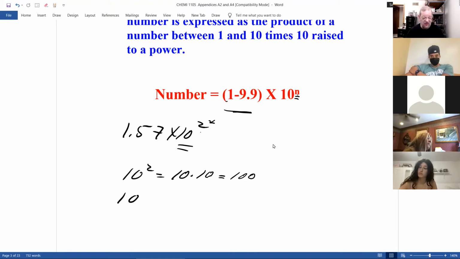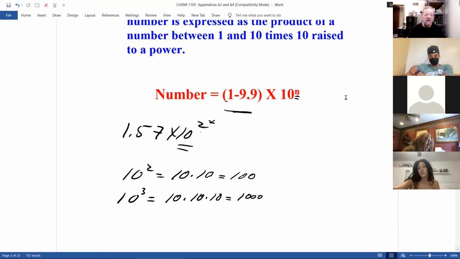Now, 10 cubed is 10 times 10 times 10, which is 1,000. Now, if you had 10 to the 23rd, you'd have 23 tens and a very big number, which would take me a long time to write out: 23 tens, a 1 with 22 zeros after it. I'm not going to do that because we have scientific notation.